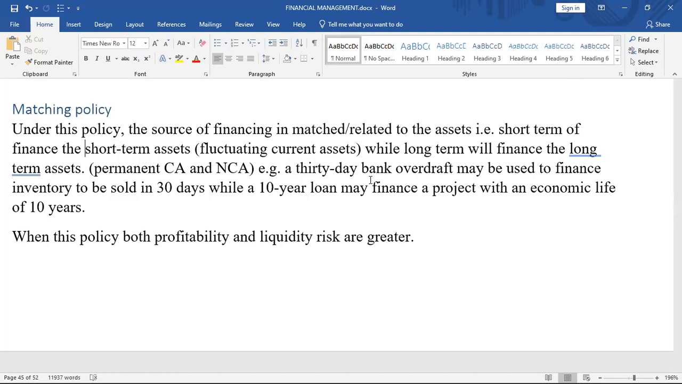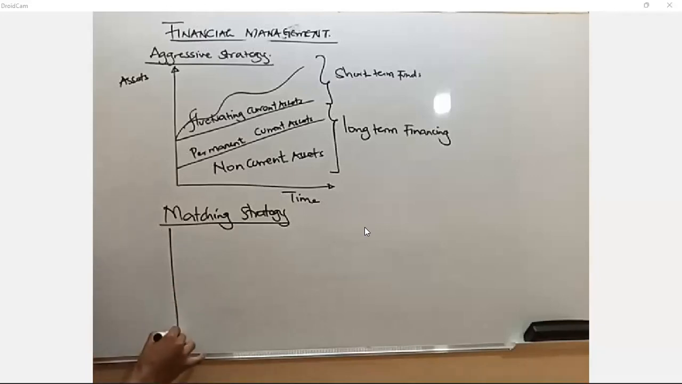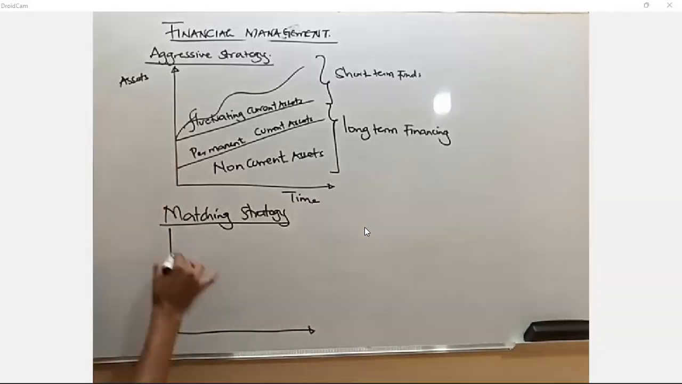And that is where we are saying, when this policy is used, both profitability and liquidity risk are moderate. So how does it look on a graph? This is what it means in simple terms. This is how it normally looks.